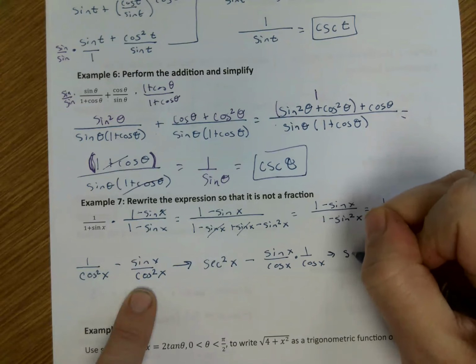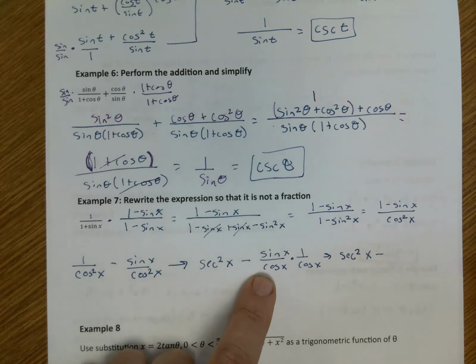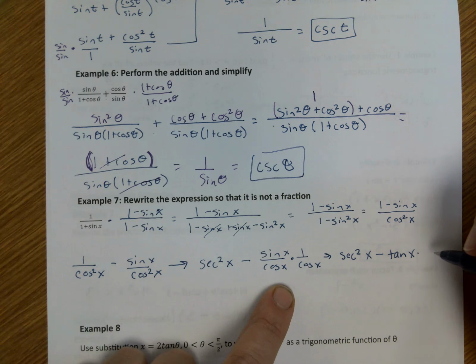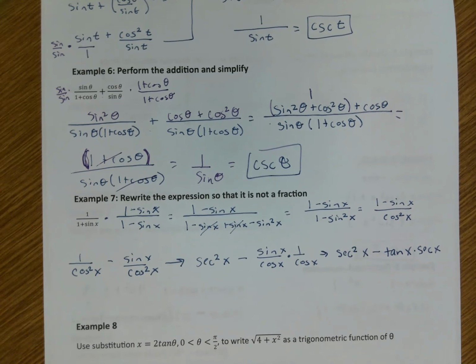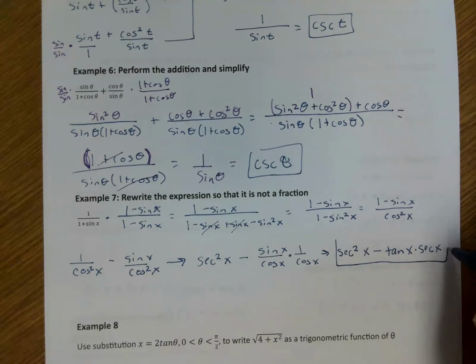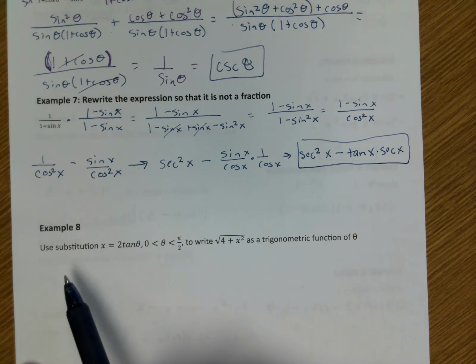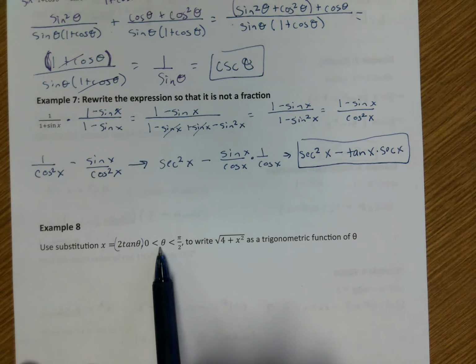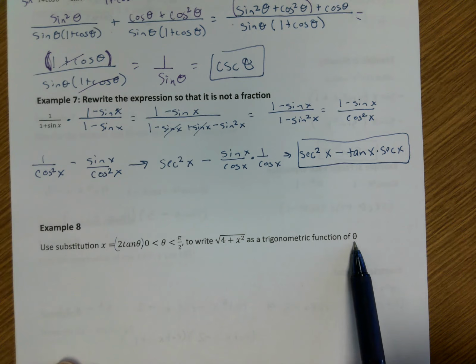So then I would have a secant squared x, and if I don't want any fractions, I could say minus sine over cosine is going to give me a tangent x, and 1 over cosine is, again, secant x. Technically, you could take out a secant, but I don't want to. I got rid of that fraction. I'm golden. And last but not least, substitute this whole thing in for x, knowing that your angle is in between 0 to pi over 2, and see what the trig function for theta would be.